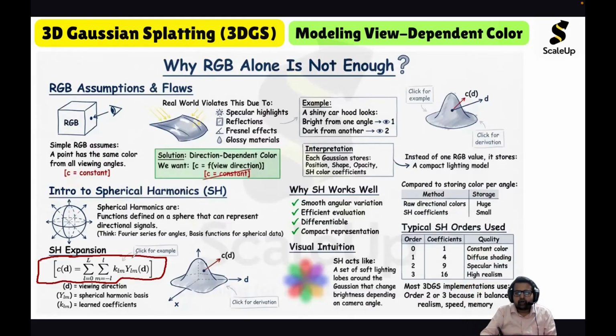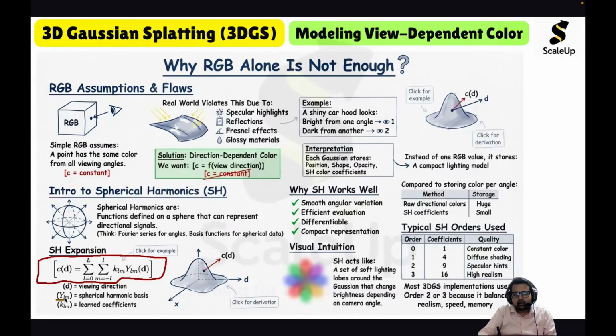For a particular direction, this formula will give us a value, and that value will be the color for that direction. That is the significance of this formula. It takes a direction, and the output of the formula is the color for that direction. So we get the direction dependent color. Now, how is this formula working? It makes use of Y_lm, where l and m are in the subscript.